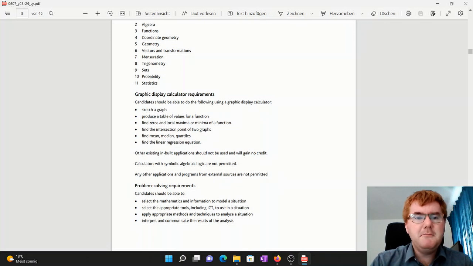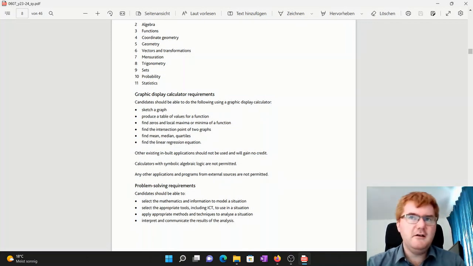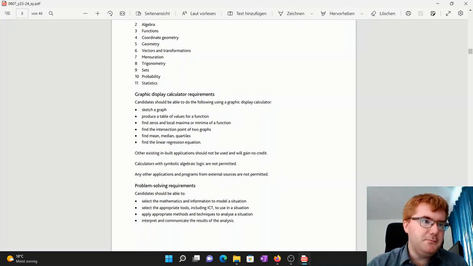So sketch a graph, produce a table of values, find zeros, maxima, minima, intersection point of two graphs, and then some stats as well, so finding mean, median, quartiles, and linear regression. And you'll find this really helps you when you move on to the IB courses, because these skills are used, particularly in the AI course, a ton. So make sure you get really good with the graphical calculator.